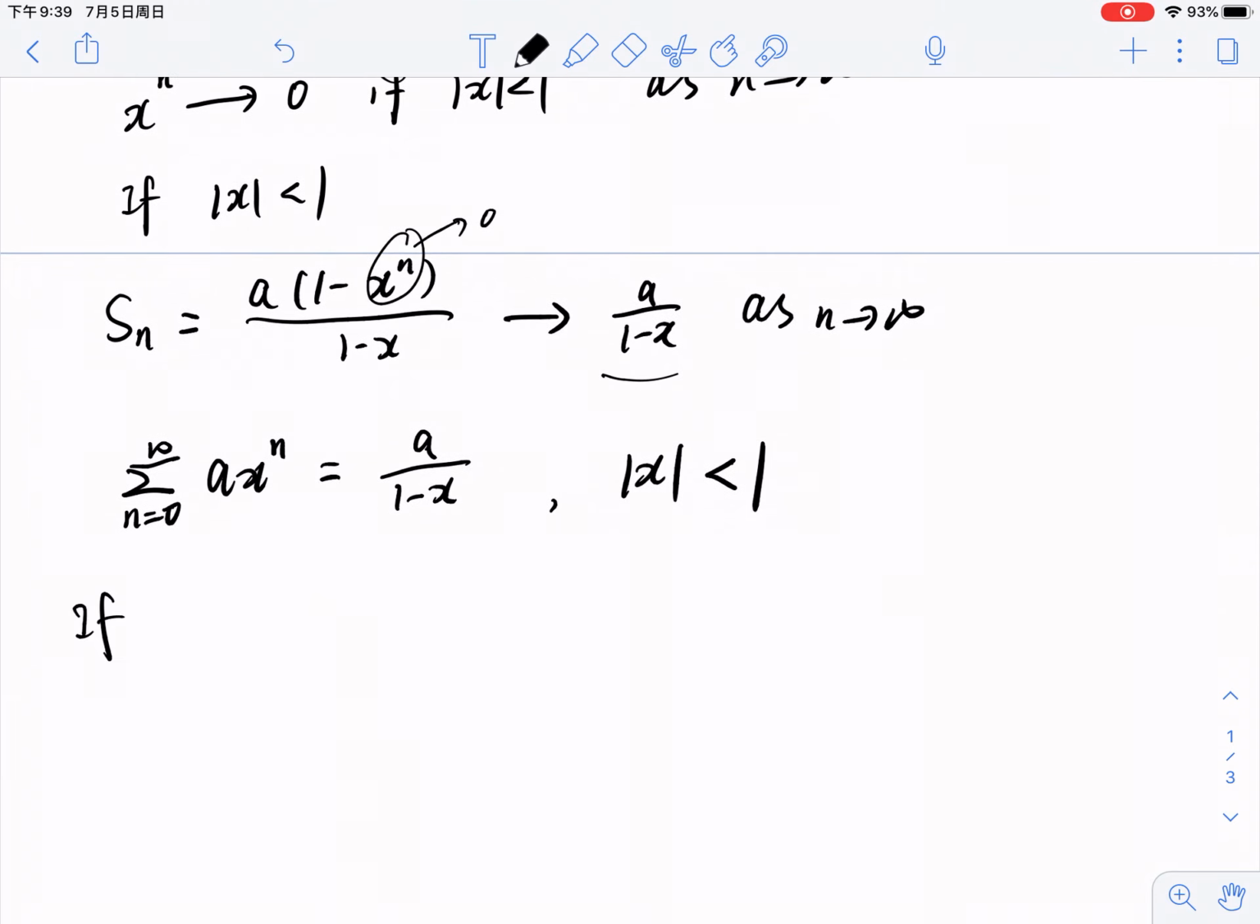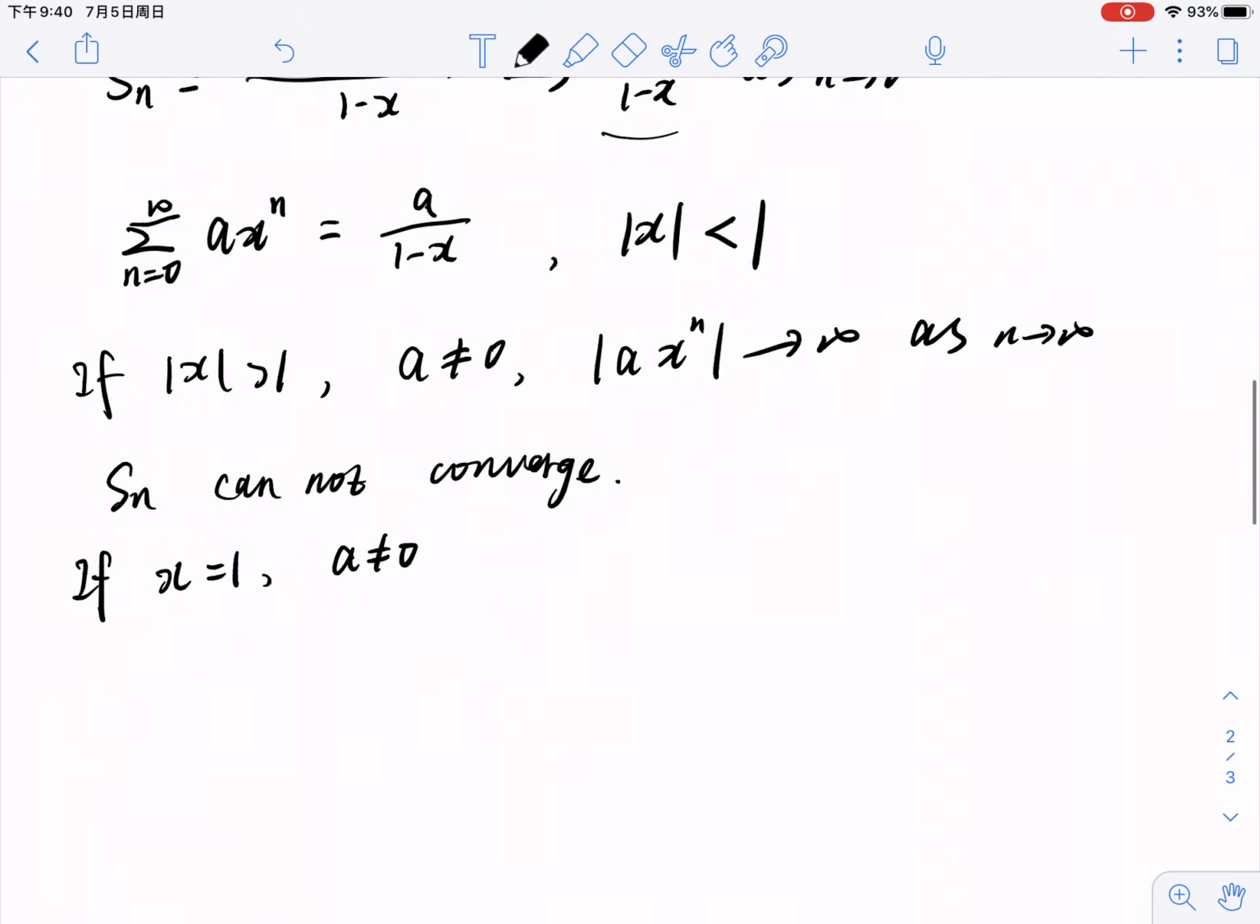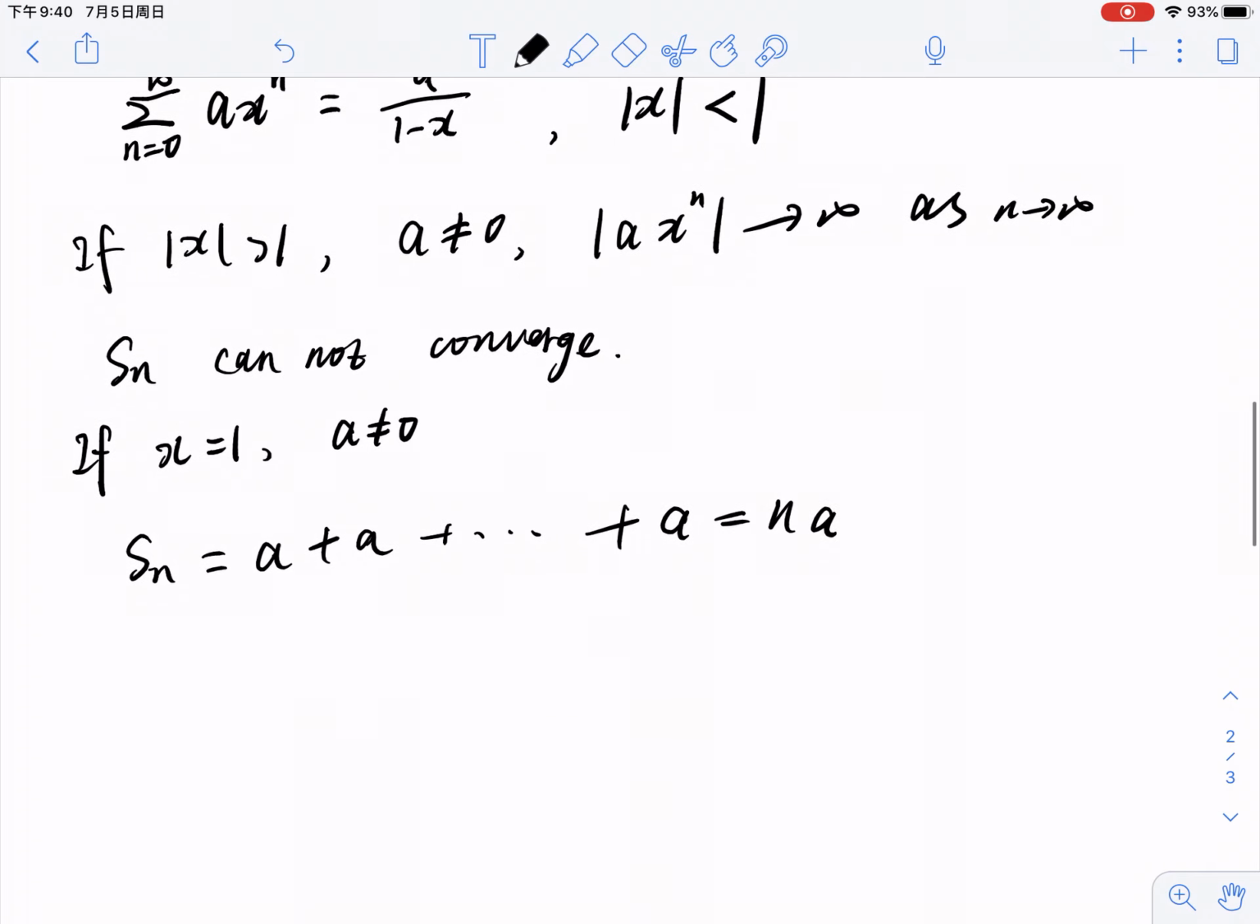If the absolute value of x is greater than 1 and a is not 0, then ax to the n goes to infinity as n goes to infinity, so it cannot converge. If x is 1 and a is not 0, then S n is a plus a plus a, which equals n a. So it does not converge.